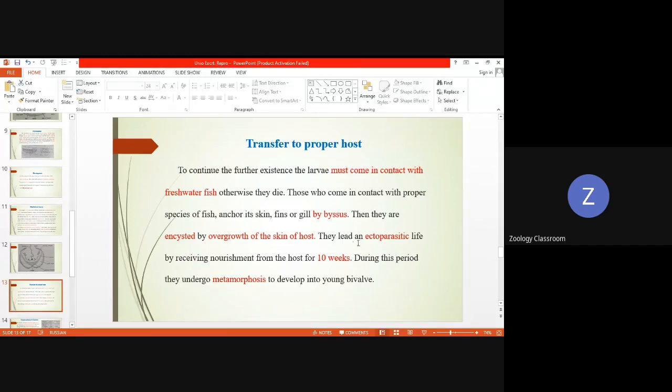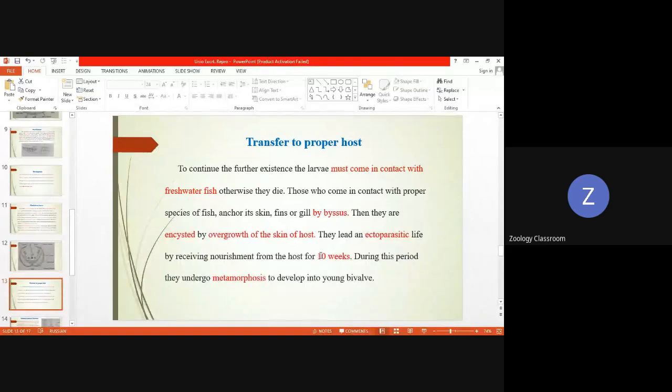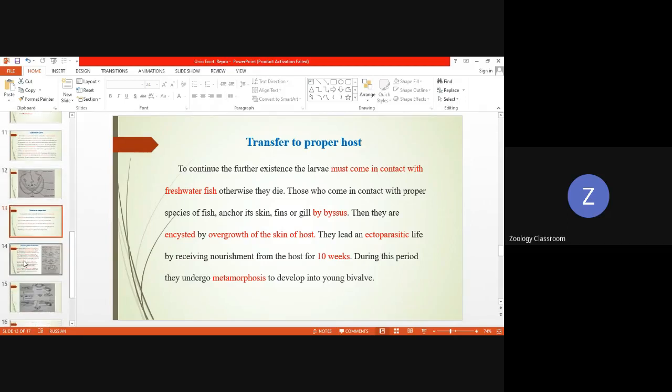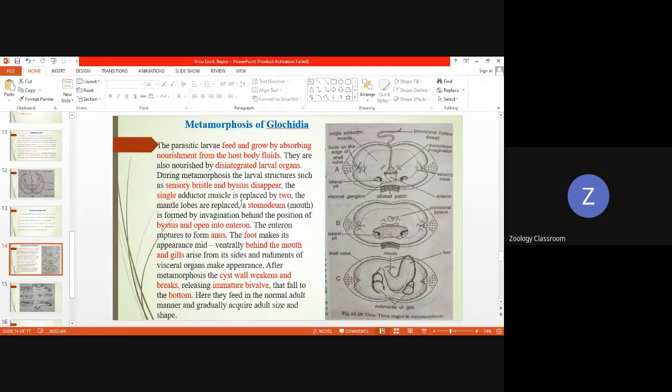It is now leading the ectoparasitic life. How? By receiving the nourishment from the host for 10 weeks. How long is this stage, what is the duration? For 10 weeks. It is leaving the larval form in the body of the host, leads an ectoparasitic life for about 10 weeks. During this period, it undergoes metamorphosis to develop into a young bivalve. How does this metamorphosis occur?